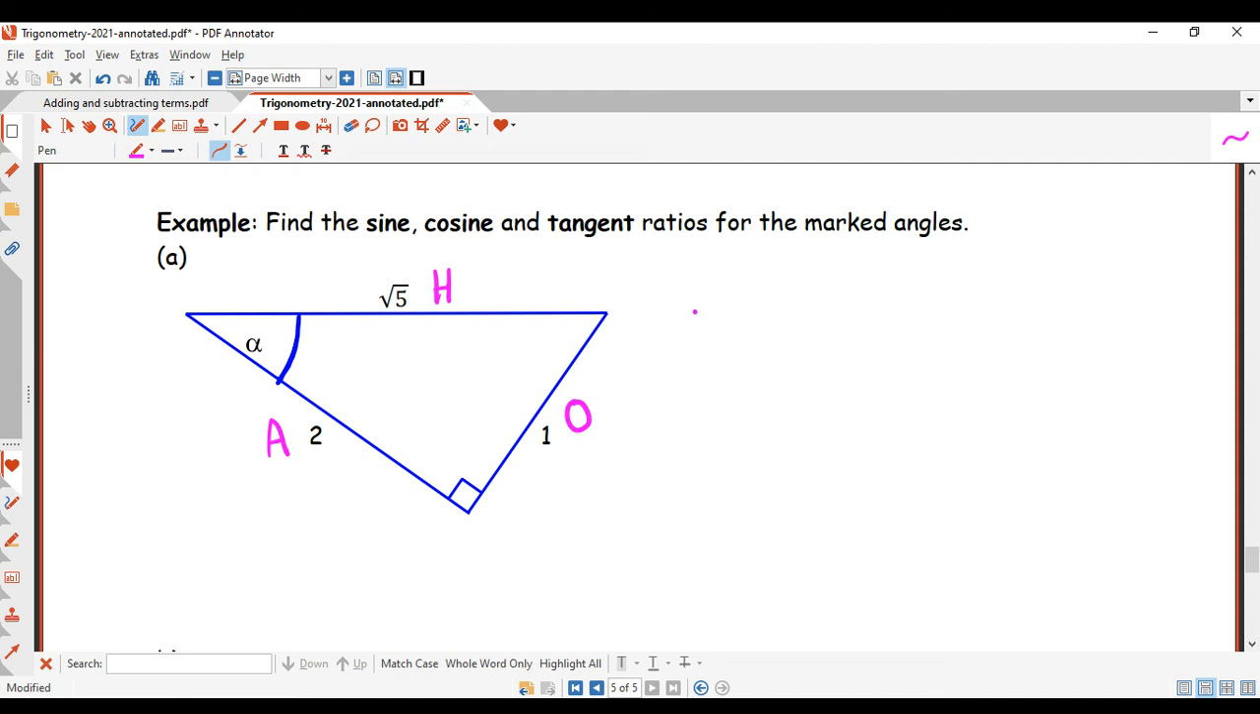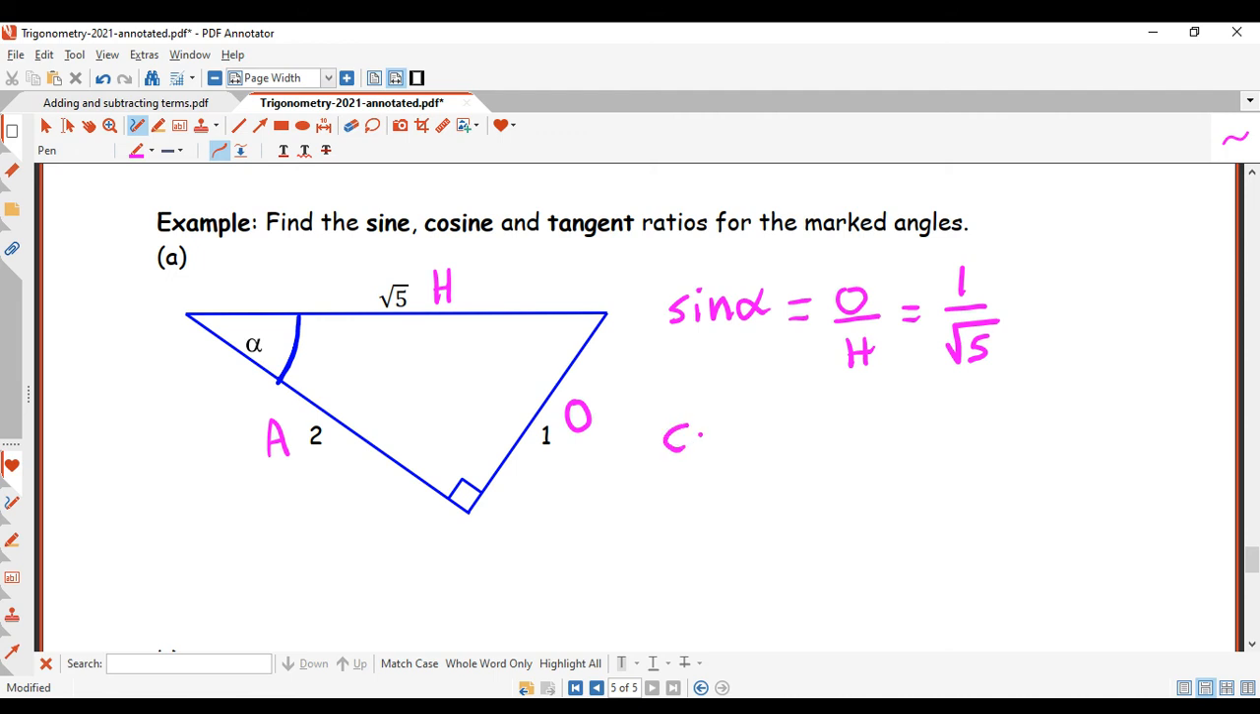Now, because we're using angle alpha, I'm going to write down sin alpha. So sine alpha is the opposite side divided by the hypotenuse, which is equal to 1 over root 5, 1 over the square root of 5. We're not going to evaluate that because that'll give us a big nasty decimal. We're just going to leave it as 1 over root 5.